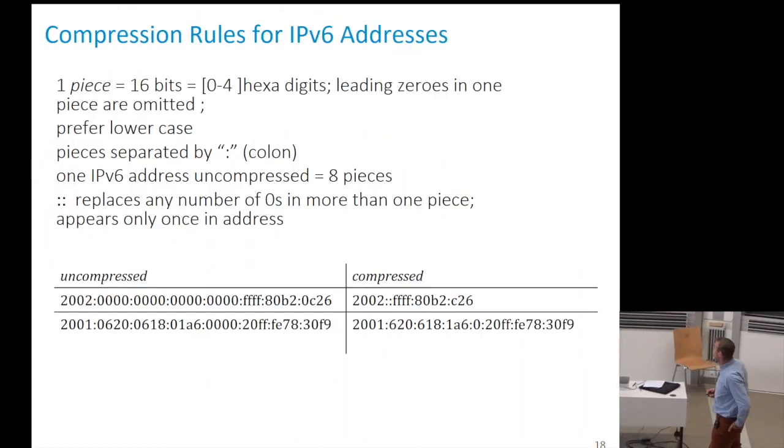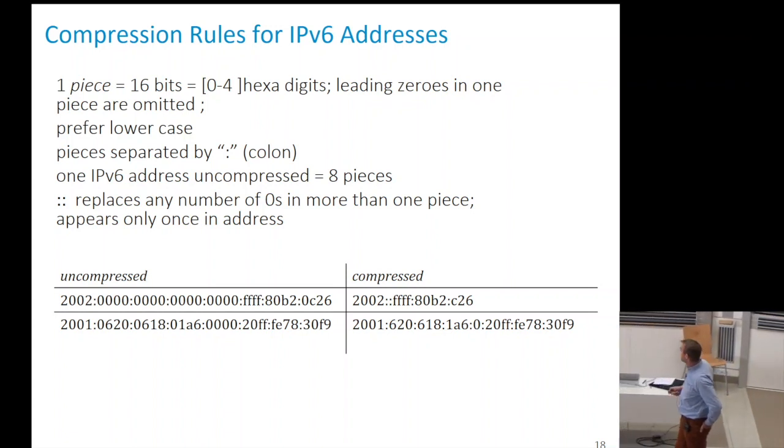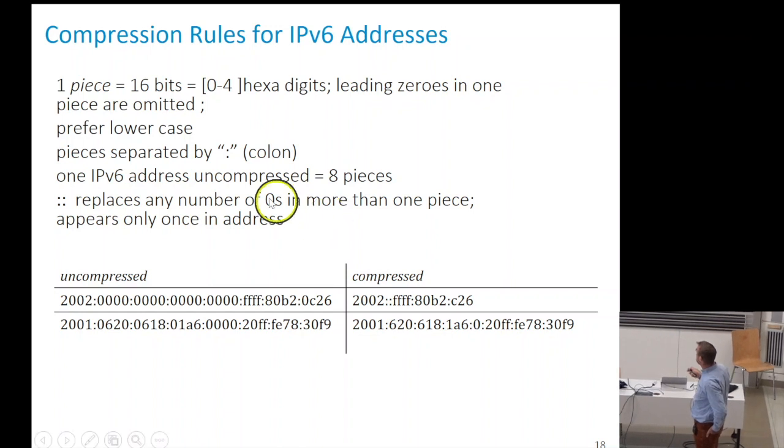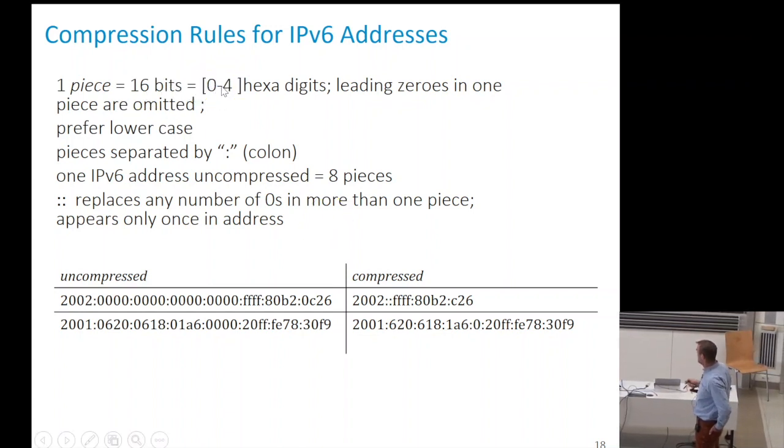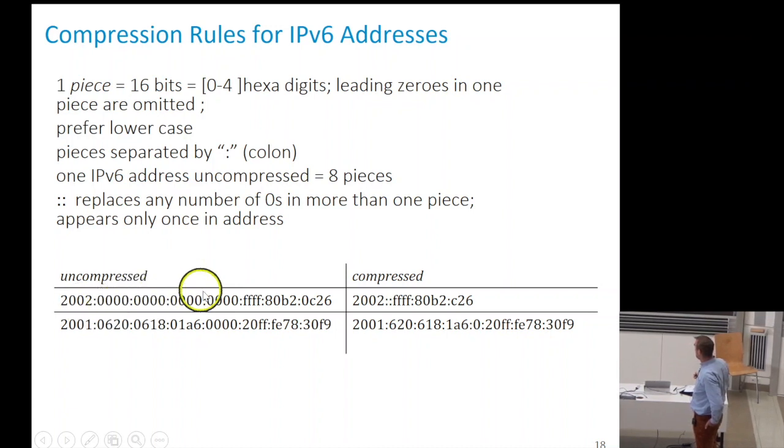Here are the rules for how to write the IP addresses. We write them by pieces of 16 bits. 16 bits means 4 hexadecimal digits. So here's, for example, an IPv6 address, one of the ones we use in the lab. So there are 8 blocks of 16 bits here.